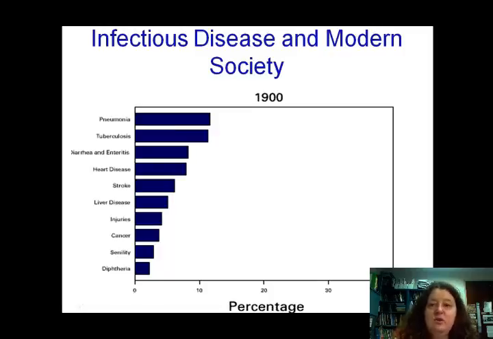And if you notice, you look below diarrhea, and there you see things that are more familiar to us today, like heart disease, stroke, right? Here's liver disease, there's cancer. So that's what it looked like in the United States a little over 100 years ago.